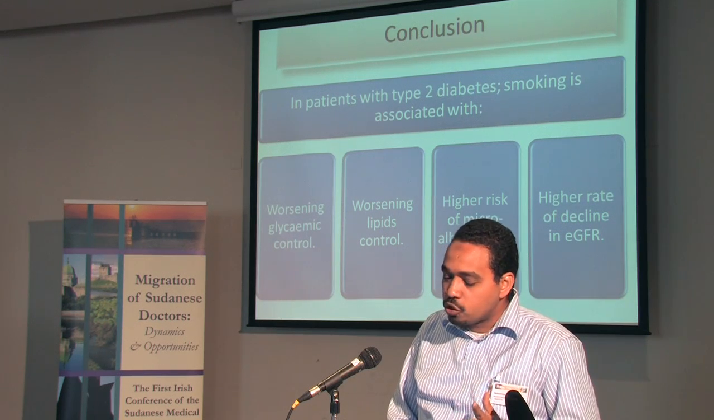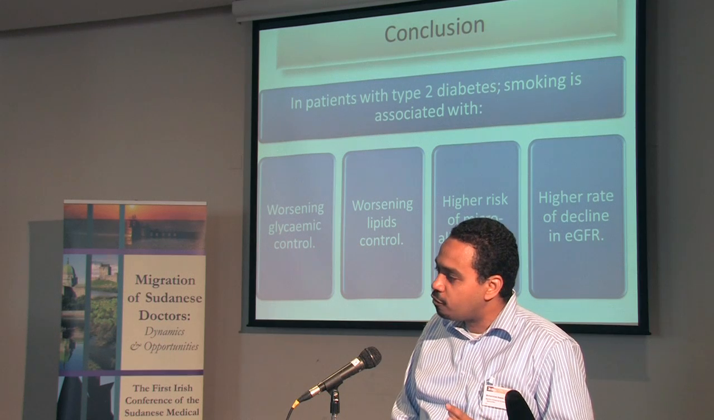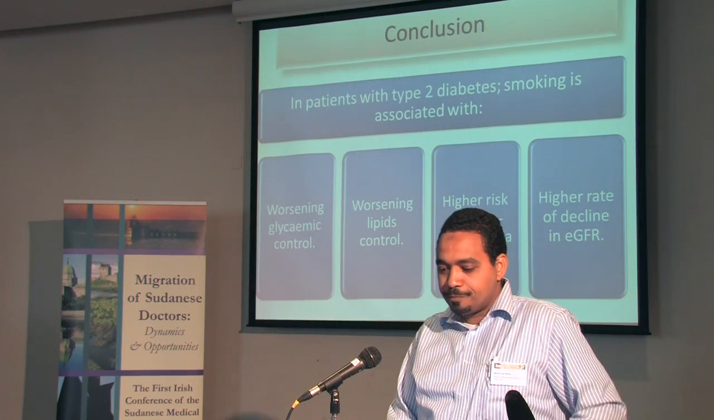Smoking worsens the glycemic control. It worsens your lipid control. There's a high risk of microalbuminuria and macroalbuminuria, and there is a high rate of decline in the GFR.